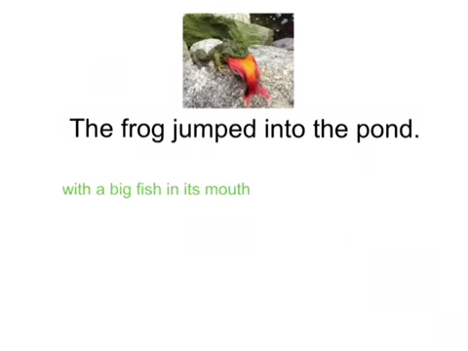Here I have some chunks of information. With a big fish in its mouth, so obviously we're talking about giving extra information about the frog. With slimy green skin, with black spots. So where do you think we would put this chunk of information? I'll give you a moment to have a think. I'm sure all of you said it would come in after the word frog.